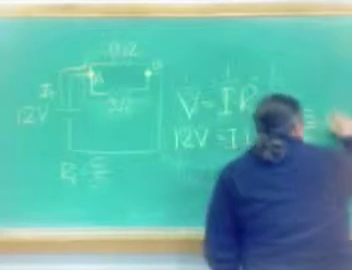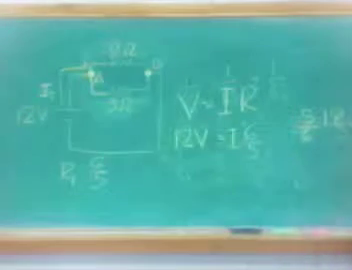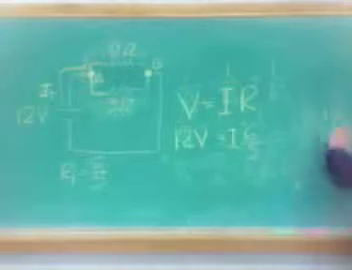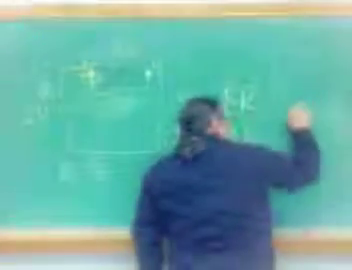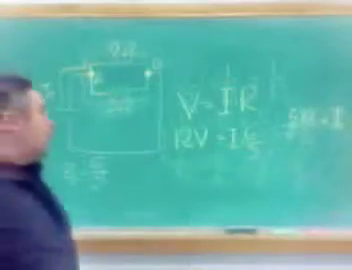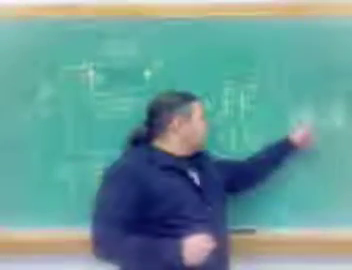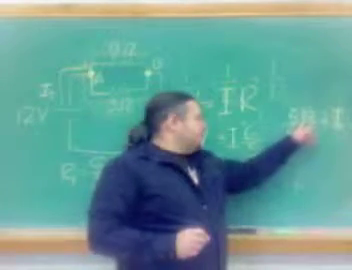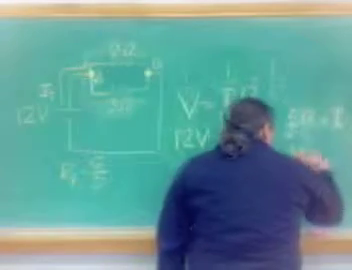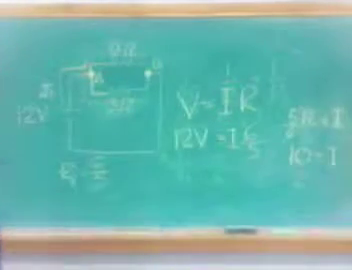And I'm left with 5/6 times 12 is equal to my current. Cool? Well, 5 over 6 times 12, well, I can bring the 6 into there and I'm left with the 2. 2 times 5 is 10. So I'm left with 10 amps. Okay? That's a lot of amps. So my answer is going to be 10 amps.